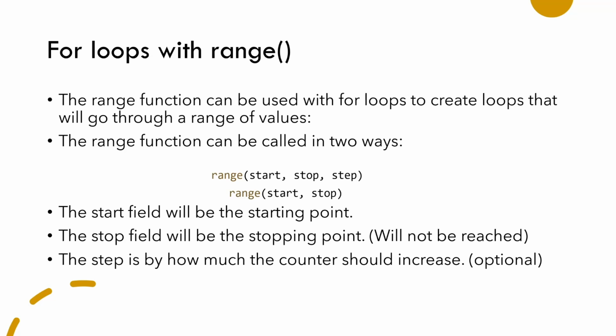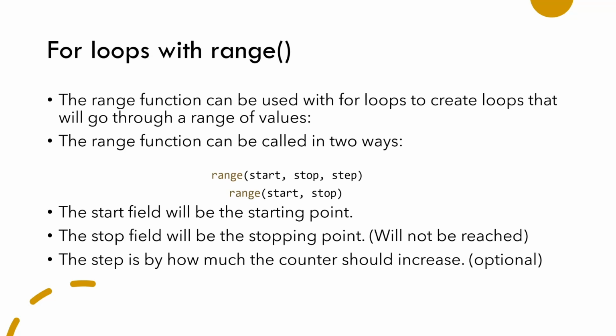Now the range function can be called in one of two ways. Both of them are displayed on the screen. You can call it with 3 parameters for start, stop, and step, where start is the value you're going to start at, stop is the value you're going to stop at, and step is by how much the counter should increase each time. If you don't include the step parameter, then the step will automatically be 1.